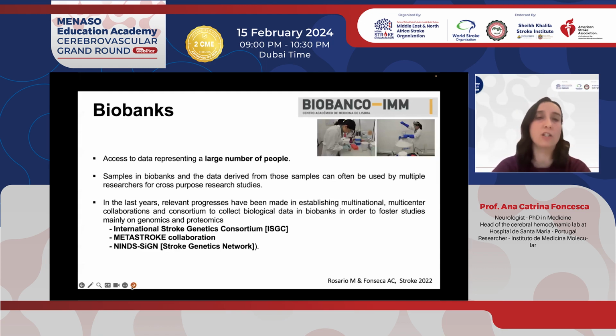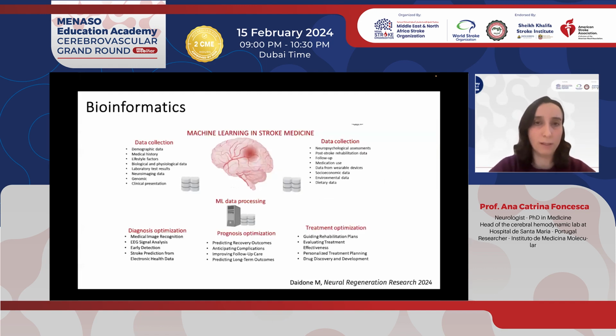And in the last years, actually, a lot of effort has been made to establish multinational, multi-center collaborations and consortiums to collect this biological data in biobanks. Examples of that are the International Stroke Genetics Consortium, the METASTROKE Collaboration, and also the NINDS Stroke Genetics Network. So efforts are being made to establish large networks.